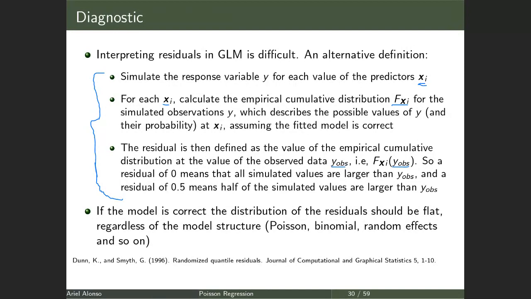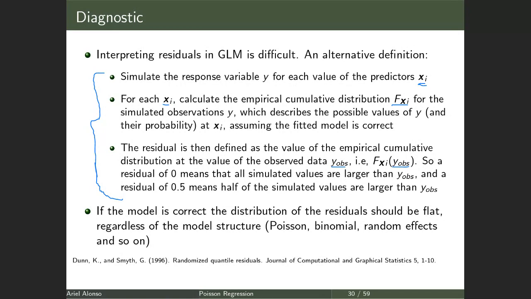And that is so regardless of the model you are using. You can use this residual for the Poisson model, for the binomial model, for models with random effects. It doesn't matter. If you construct the residuals in this way, then the residuals should follow a uniform distribution if the model is correct. So any departure from the uniform distribution is an indication that your model is not correct.